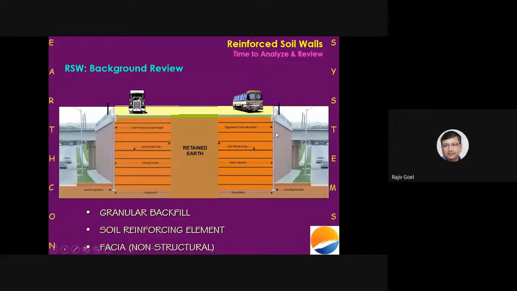Mind you, that failure is not a failure of reinforced soil wall as such. It is only a fascia separation. But in general layman's terms, that's a failure because one component of the system has failed.